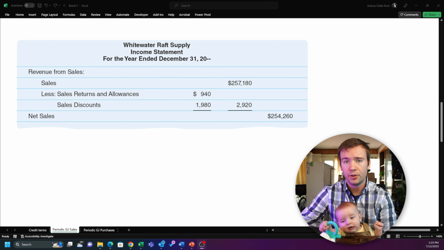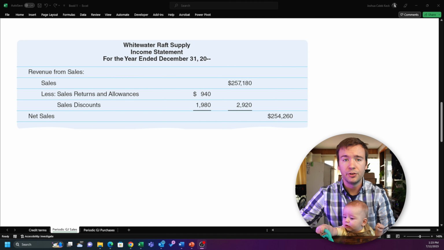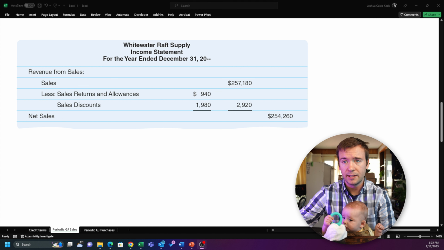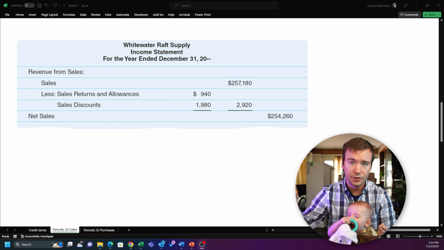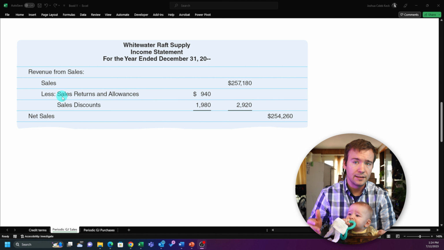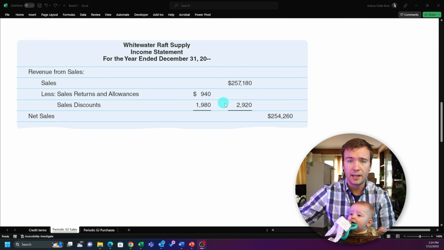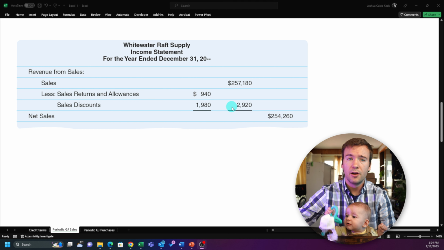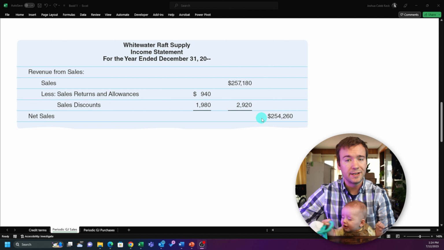I wanted to show you what the income statement would look like with the new accounts that we've established. At the top, when you detail your sales revenue, you'll say revenue from sales. You'll have your gross sales, then less sales returns and allowances, less sales discounts. You'll add those up and deduct those discounts and returns from your gross sales to get your net sales.